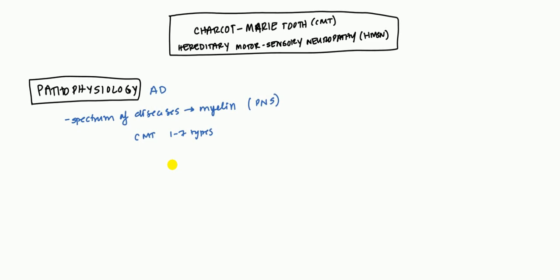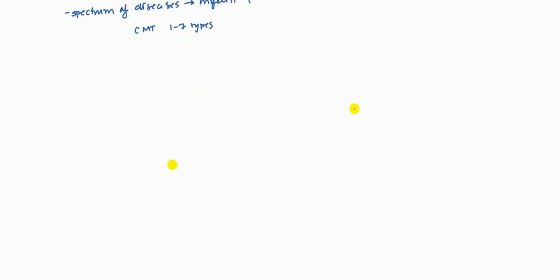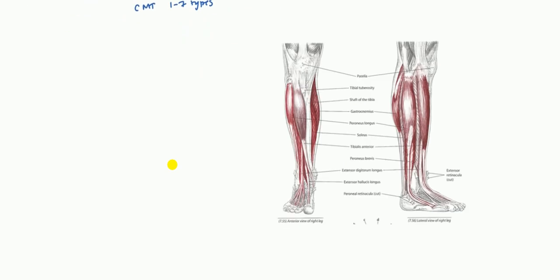So now let's talk about the different types of muscles that are involved. Here are the muscles of the lower legs, in a frontal view and a lateral view. The two main muscles involved are the peroneal muscles and the tibial muscles. You have the peroneus longus, tibialis anterior, and the peroneus brevis.